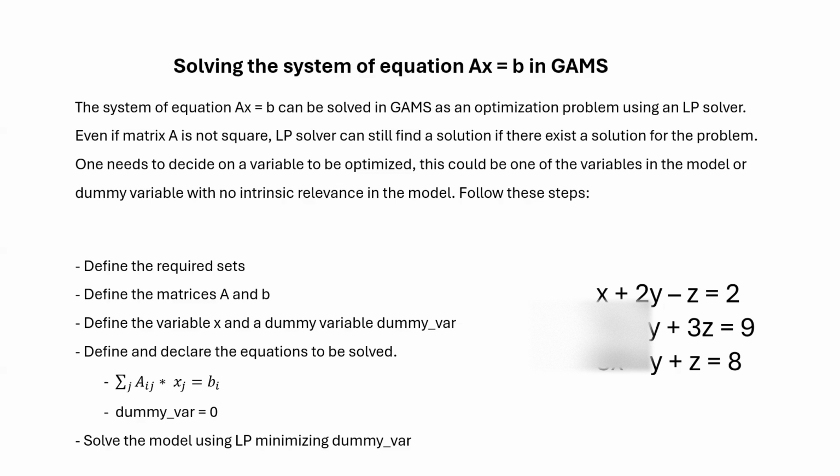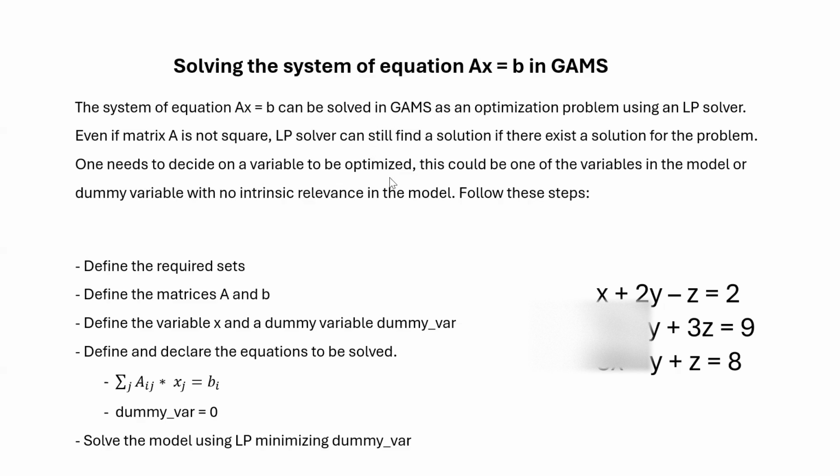if there exists a solution for the problem. So what we need to do is to decide a variable to be optimized in the model. This could be one of the variables in the model, or we could just optimize a dummy variable, a variable that is actually not part of the model, but we just introduce it into the model and try to minimize it, for example, in order to be able to solve the equation that we have.